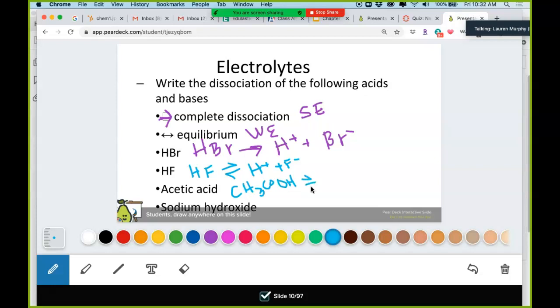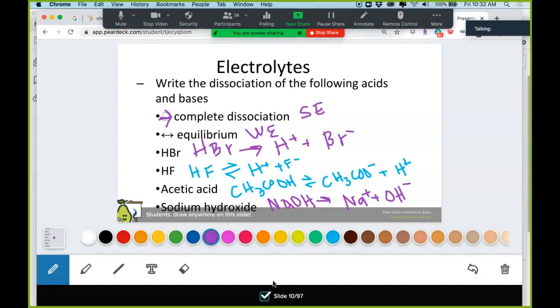Weak acids weakly ionize. So CH3COO minus, this is acetate, and hydrogen ion. Okay? Sodium hydroxide is a strong base. Strong bases are assumed to ionize 100%. So Na plus and OH minus with a one-way arrow. Conducts electricity very well.